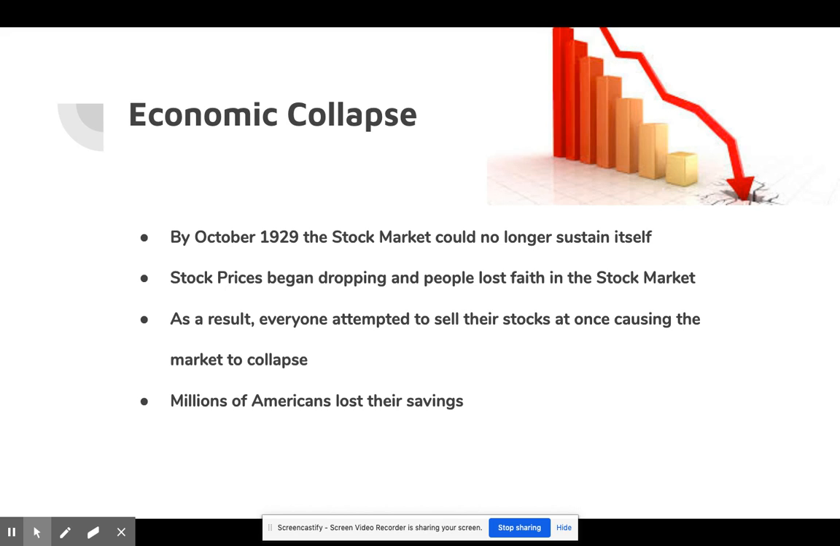So that's how it can no longer sustain itself: people lost faith in the stock market, stock prices were dropping, so then everyone attempted to sell their stocks all at once, causing it to collapse. Millions of Americans lost their savings. This is when the Great Depression began. So overall, the 1920s, economic growth; 1930s, economic collapse.